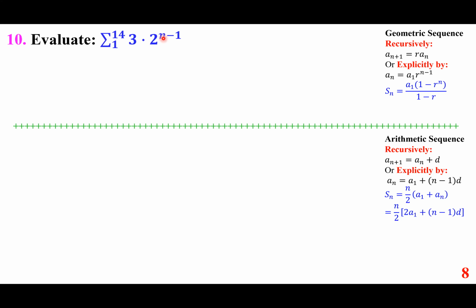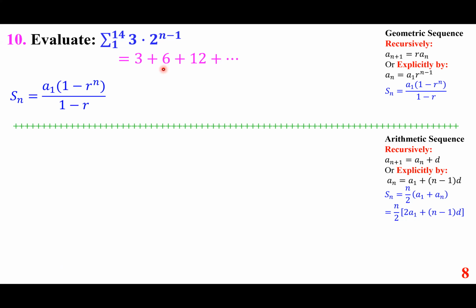For example, if n is 1, this becomes 0. To the power of 0 is 1, so it's 3. If n is 2, 3 times 2 is 6. If it's 3, 12, so on and so forth. So you write those, and that shows immediately A sub 1 is 3, and r is 2, you may recognize it from here, or 6 divided by 3, 12 divided by 6.